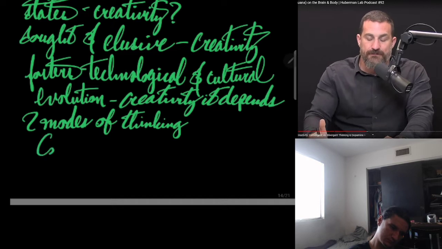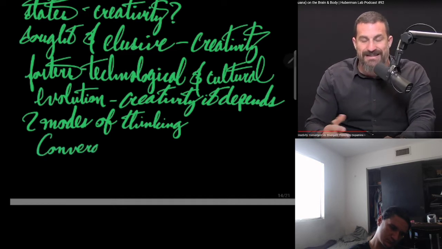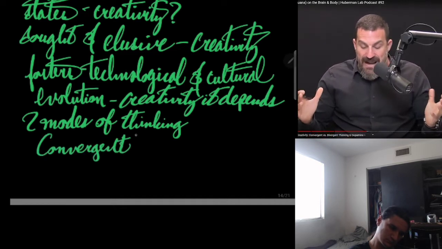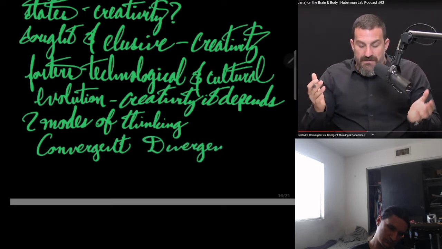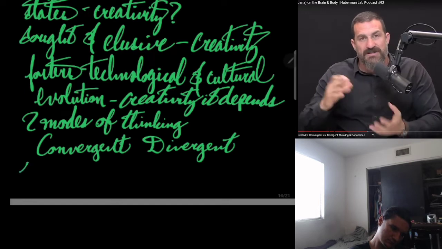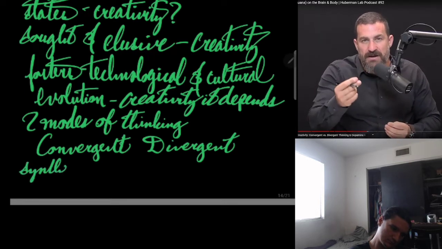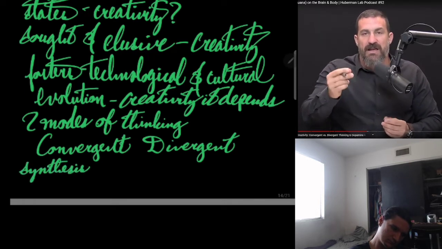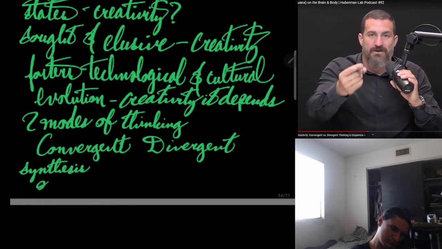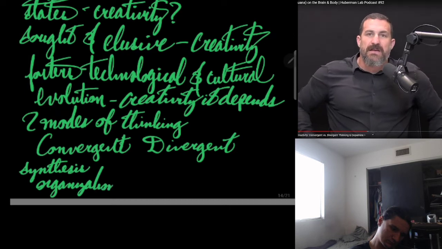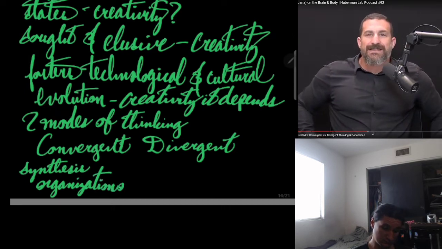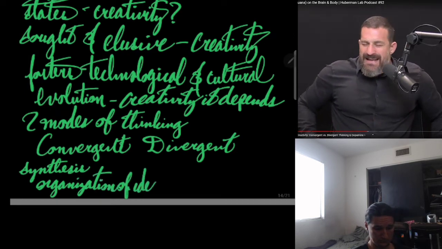Convergent thinking is taking loose ideas and kind of braiding them together, finding a common thread, synthesizing and organizing those different ideas into some common or specific framework in order to get or create some specific outcome. So convergent thinking is basically the person in the room who's listening to all the ideas and taking them all in.